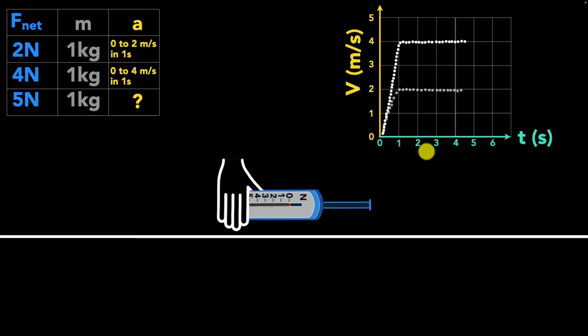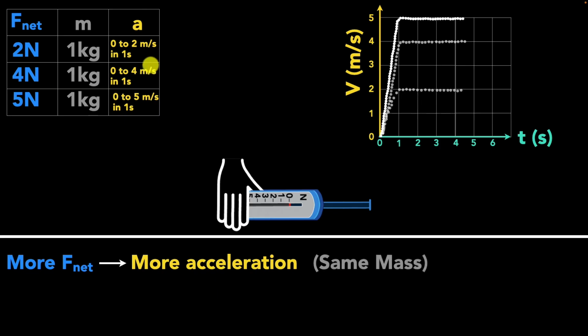That's amazing. Okay, if we did one more trial, we get very similar results. And this time, our motion sensor gives us something like this. And notice we get even higher acceleration. This time, in 1 second, it goes from 0 to 5 meters per second. So the acceleration has further increased. So what is the connection that we see? We see that the more the net force, the more the acceleration, provided the mass stays constant. We should always be careful about the control variable that we have used.